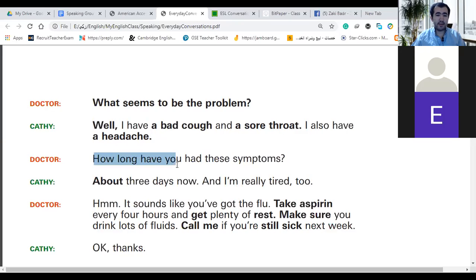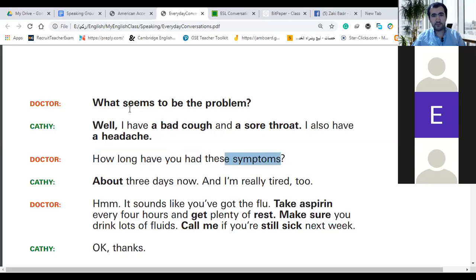How long have you had these symptoms? Symptoms means symptoms. Like a bad cough, sore throat, and a headache are symptoms for flu, right? Or maybe now they are symptoms for coronavirus. Especially a bad cough and a higher temperature. Of course, they have said that the normal symptoms of a cold may be the same as coronavirus. So it's like the same.